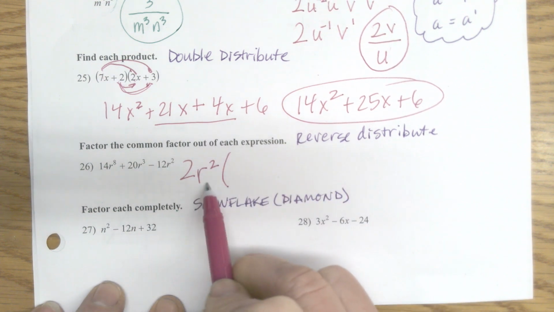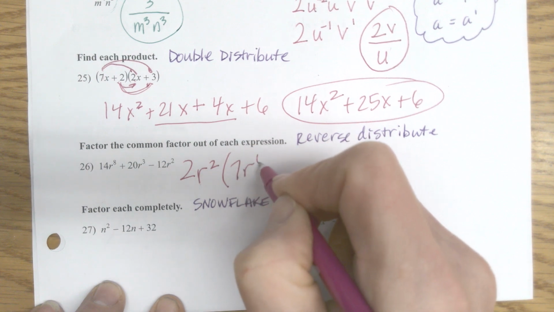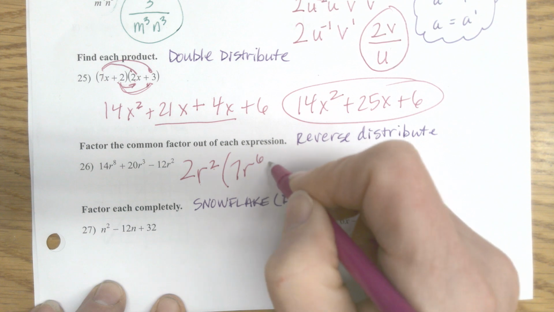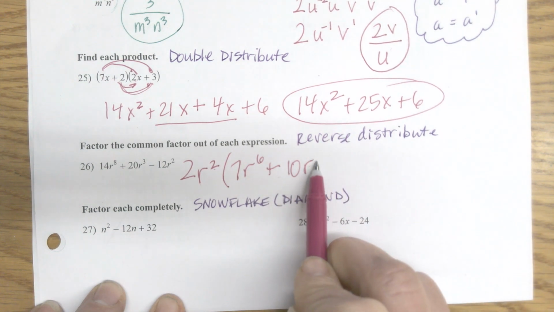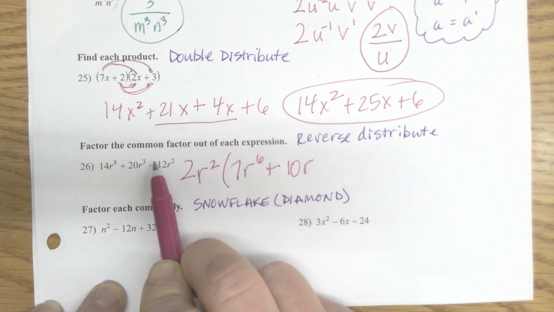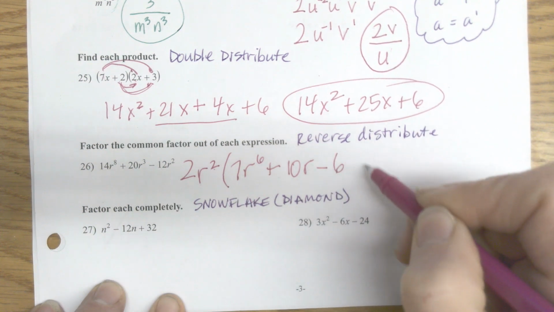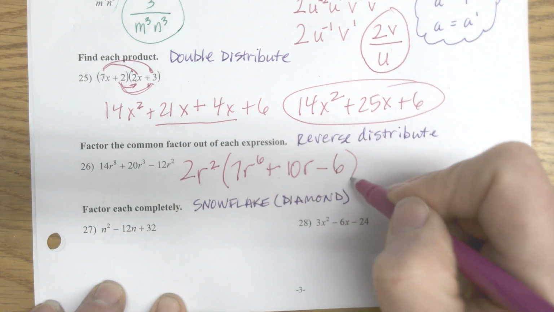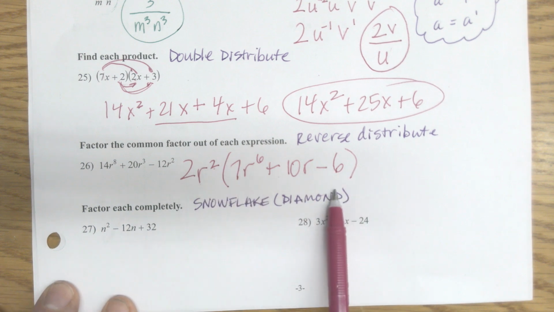And then what would I multiply 2r squared by to get 14r to the 8th? That's 7r to the 6th, because 2 plus 6 is 8. Plus 10r to the 1st. I don't need to write the 1. 1 plus 2 is 3. Minus 6, and no r's because I took both of the r squareds out. That's my reverse distribute answer. This is how it's going to be written.